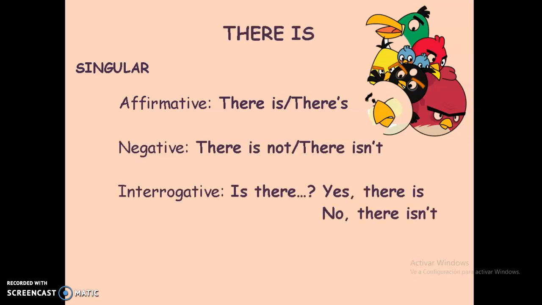Let's talk about there is in the singular form. For affirmative we use there is, and in contraction form we use there's. For negative form we use there is not, and for contraction we use there isn't. Interrogative form we use is there, and to answer a question with there is we use yes there is or no there isn't.